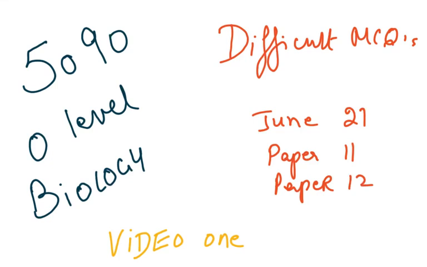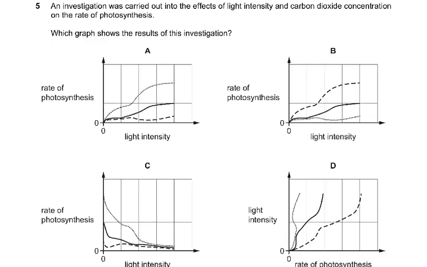Bismillahirrahmanirrahim. These are now some difficult MCQs for your exam on the 10th of June for the 5090 O-level biology syllabus. The first difficult question is question 5.